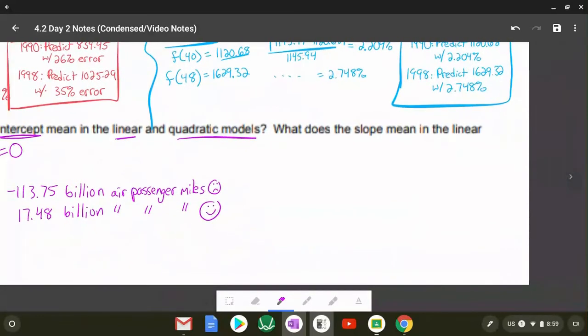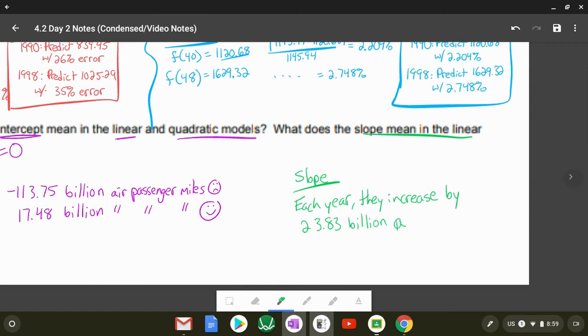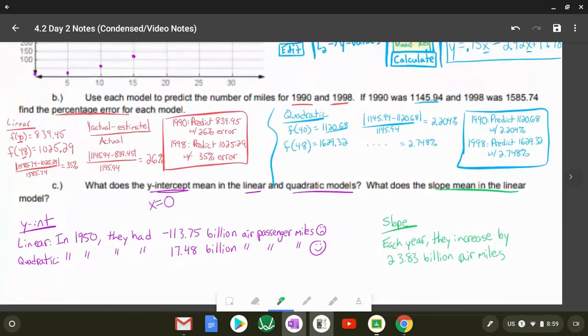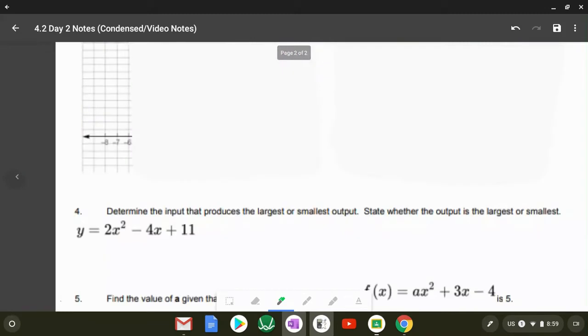Now for the slope in the linear model, the slope is telling you that for every 1 year, they increase by 23.83 billion air miles. That's what a slope is. So for each 1 year, they increase by that amount. Okay, on to the next page.